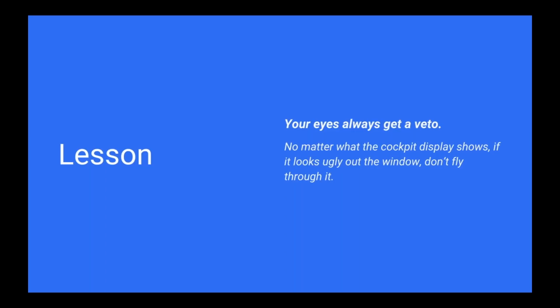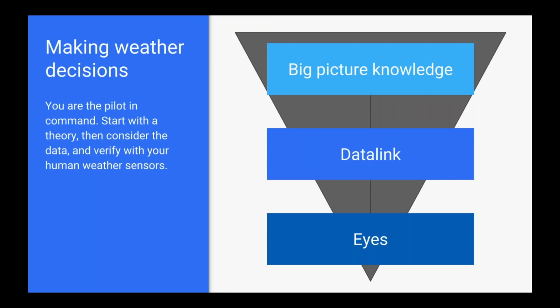If it looks ugly, don't fly through it, no matter what you see on the screen in front of you. I have flown through yellow and red radar because the cloud out front was a 4,000 foot top that was flat topped and stratus clouds in a stable environment. I have also deviated around plenty of clouds that didn't show up anything on the radar because they were white and cumulus and billowing tops, and you could tell that the ride was going to be bad. So your eyes always win.